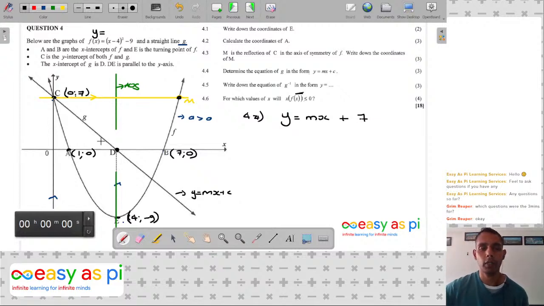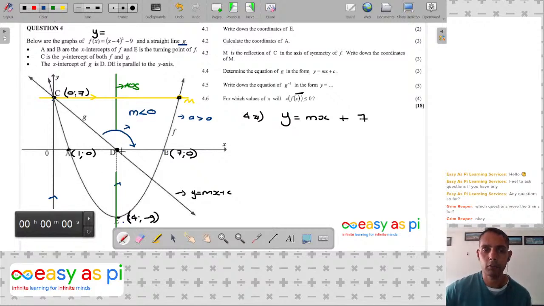Now, another thing, if I look at this straight line, look at the angle that it's making with the positive x-axis. It's making an obtuse angle. Now, what does that imply? What does that tell me? I'm expecting my gradient to be less than 0. That's important.